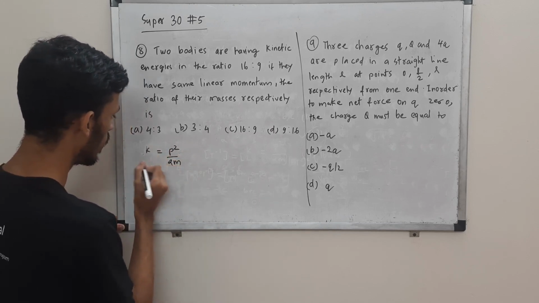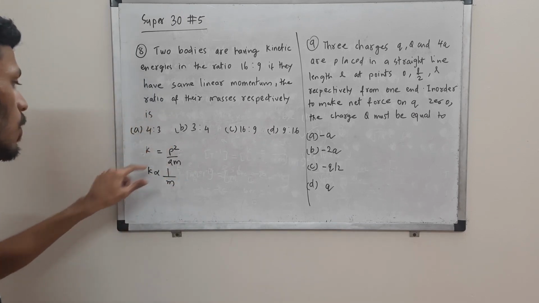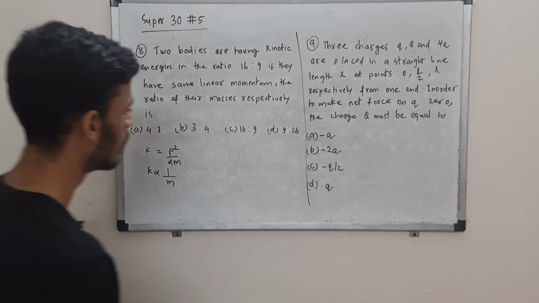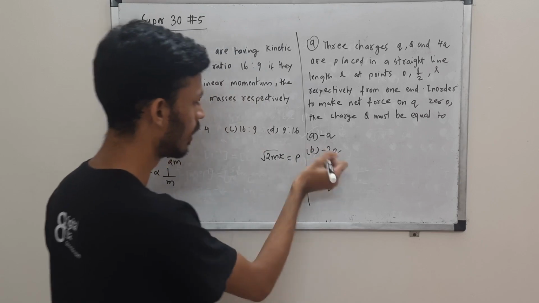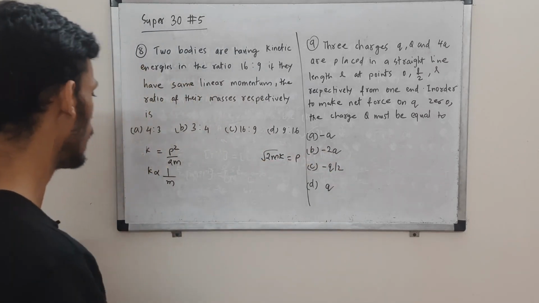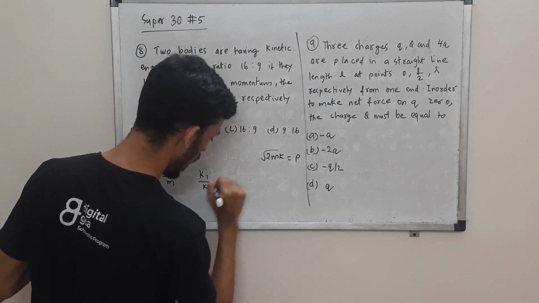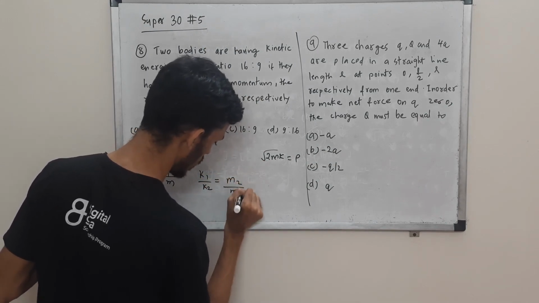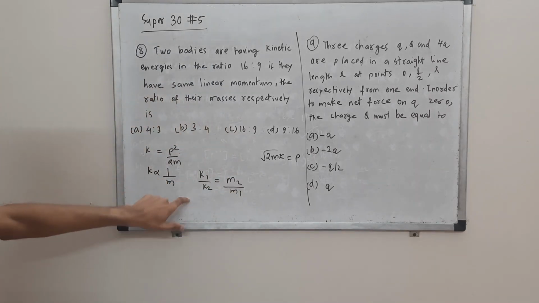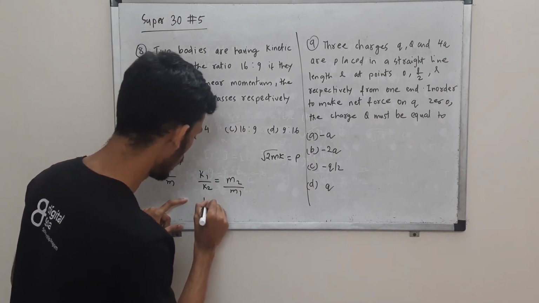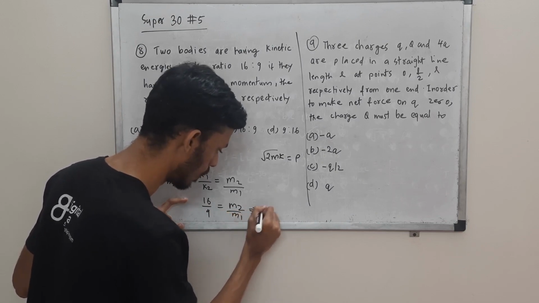Same linear momentum, right? So p is constant, k is inversely proportional to m. Or you can use the other relation also: root of 2m k is p, and equate root of 2m k1 to root of 2m k2. Same result you will get. So k1 by k2, the ratio, will be equal to m2 by m1, because of the inverse relation. Now we know that k1 by k2 is 16:9, so 16 by 9 is m2 by m1. We are supposed to find m1 by m2, right?